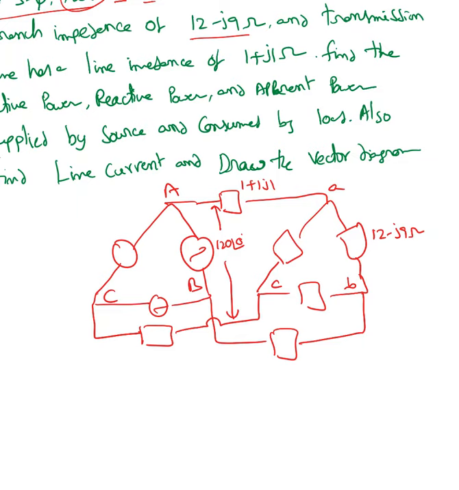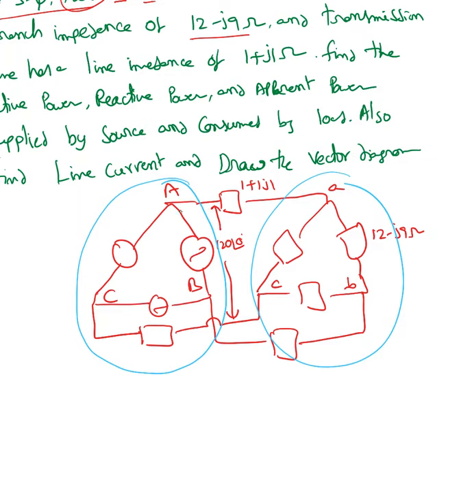Now power supplied is different than power consumed because of the line impedance. There is some loss in the line. So for example, if this power plant or generating station is far away from your load, then we have to run a transmission line. The transmission line will have some impedance. That's what this 1 plus J1 ohm is. Okay, 1 plus J1 ohm.